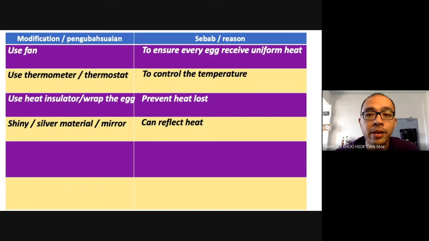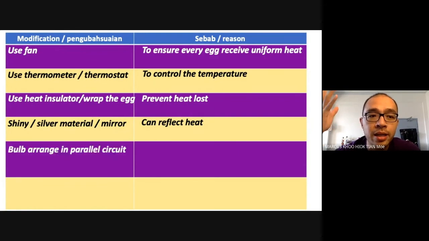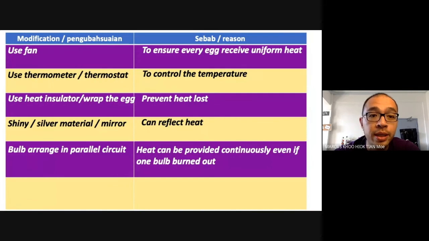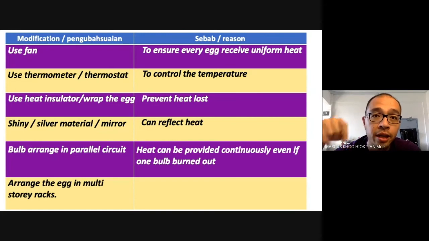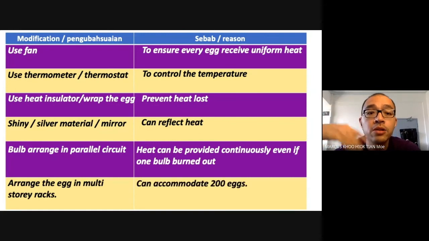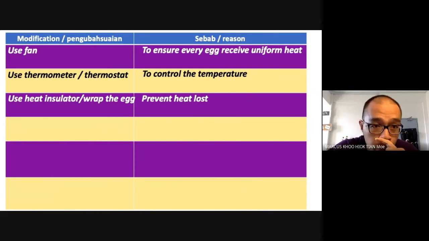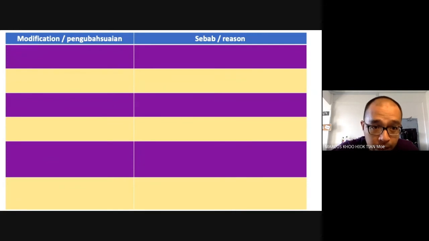Okay, this was the suggestion by Elijah. Bulbs arranged in parallel circuit, and you can provide heat continuously even if one bulb burned out. Okay, this is a good one. And this one is Jacinta's idea. Arrange the eggs in multi-story racks, so you can accommodate 200 eggs. There are actually more suggestions than just these five. There are way more suggestions which some of you gave.